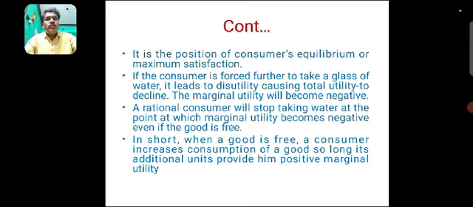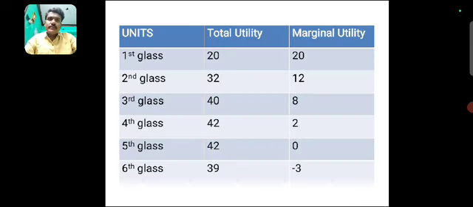If the consumer is forced to take a further glass of water, it leads to disutility, causing total utility to decline. The marginal utility will become negative. A rational consumer will stop taking water at the point at which marginal utility becomes negative, even if the good is free. In short, when a good is free, a consumer increases consumption of a good so long as its additional units provide him positive marginal utility.